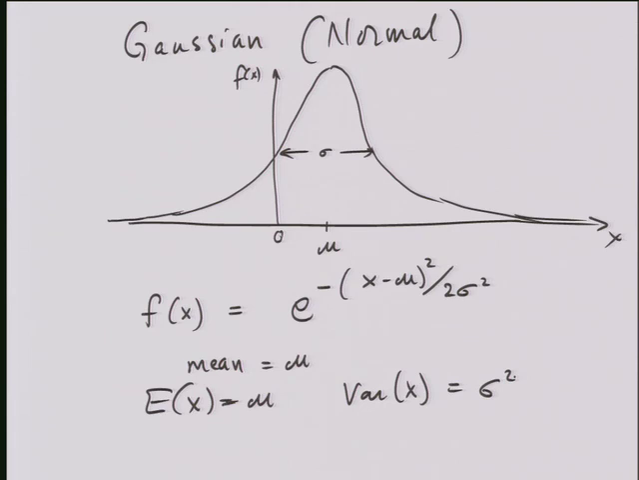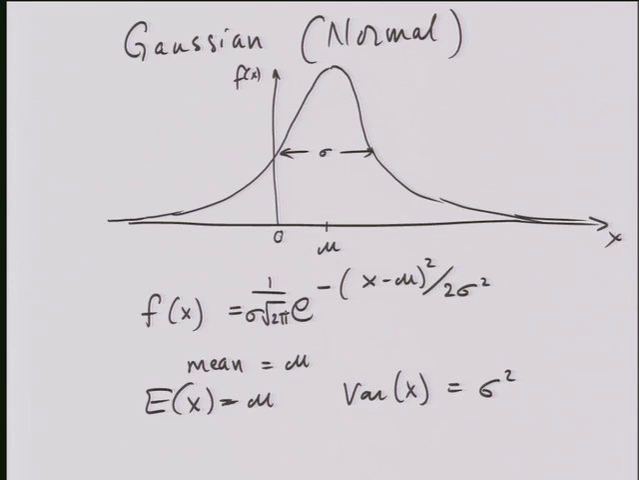Now, why would this be the most important probability distribution, bar none? Yes. Oh, there's a factor. Yes, I always forget these things. It has pi's in it somewhere, right? It's 1 over sigma square root 2 pi. Thank you. Okay, so you have to normalize it so that the integral is 1.